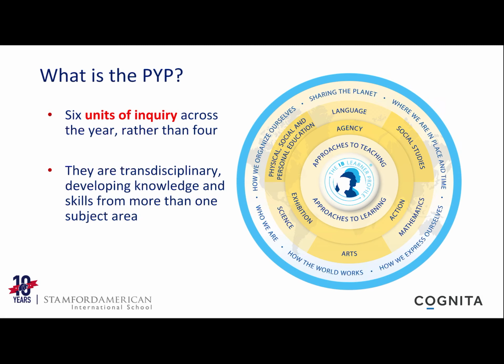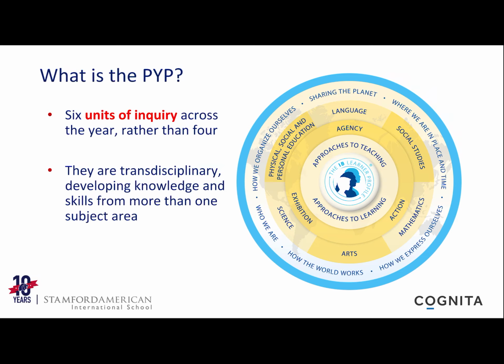The big difference between kindergarten 2 and grade 1 is that in grade 1 they will study 6 units of inquiry. In kindergarten 1 they studied 4 units, in kindergarten 2 they studied 5. Now moving forward from grade 1 to grade 5 they will study 6 units of inquiry in a year, and these units are transdisciplinary, meaning that knowledge and skills from more than one subject area are developed within that unit of inquiry.